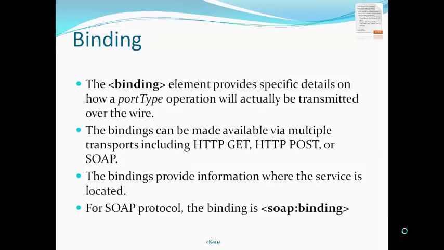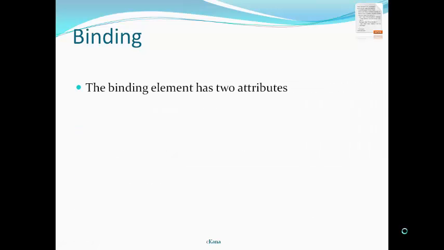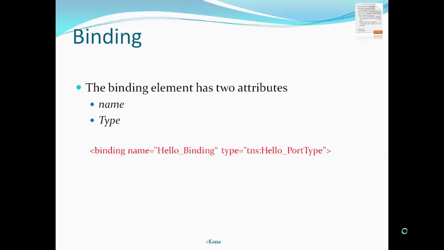For SOAP protocol, the binding is specified as SOAP::binding, and the transport of SOAP messages on top of the HTTP protocol. The binding element has two attributes, name and type. The name attribute defines the unique name of the binding amongst all the bindings in the WSDL document, and the type attribute points to the port of the binding. For example, in this case, the TNS::hello portType port.